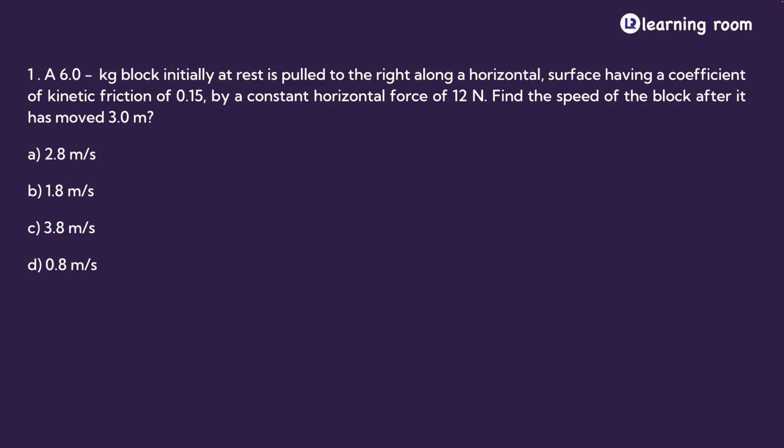The surface has a coefficient of friction of 0.15 and this block is pulled by a constant force of 12 Newton. When it's pulled, the force is going to be away from the block. Pulled means the force is away from you. Find the speed of the block after it has moved a distance of 3 meters. Now draw the new position of the block, the same block again, taking an approximate distance of 3 meters, and try to analyze the situation.